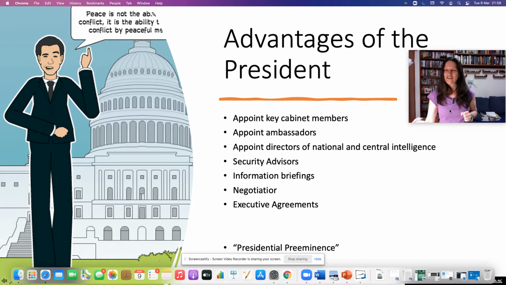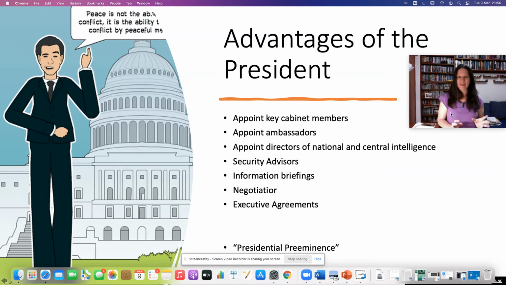The president has several advantages in foreign policy making. The first, the president is able to appoint key cabinet members. This would include, not limited to, the Secretary of State, the Secretary of Defense, Treasury, Trade, etc. That all will have some sort of influence in foreign policy making and shaping.